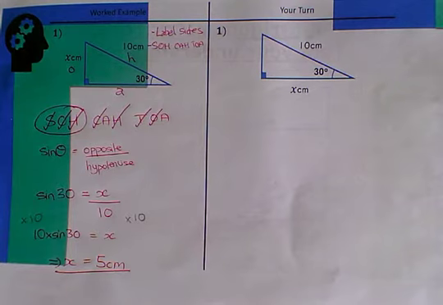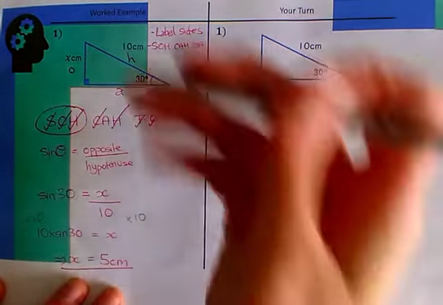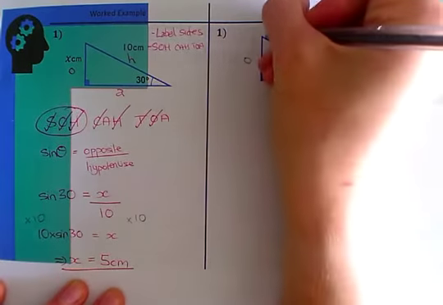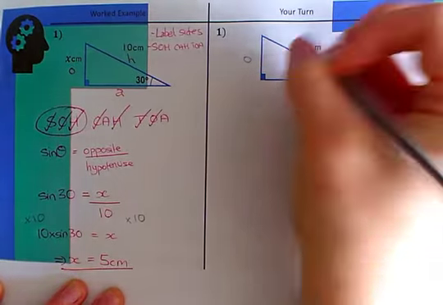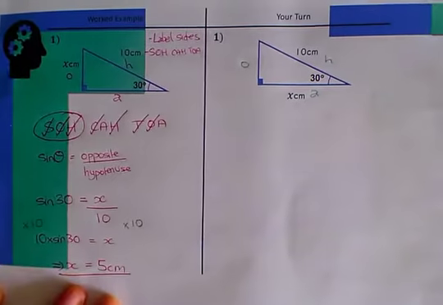Okay, so hopefully you have now had a go at this one. So the first thing we're going to do is label the sides. So opposite the angle is the opposite, the longer side, which is opposite the right angle, is the hypotenuse, and the side between the right angle and the angle is the adjacent.